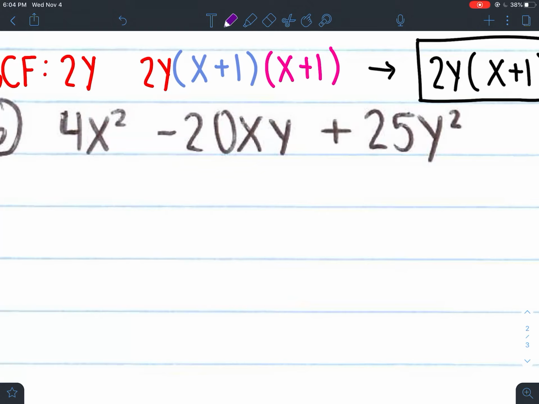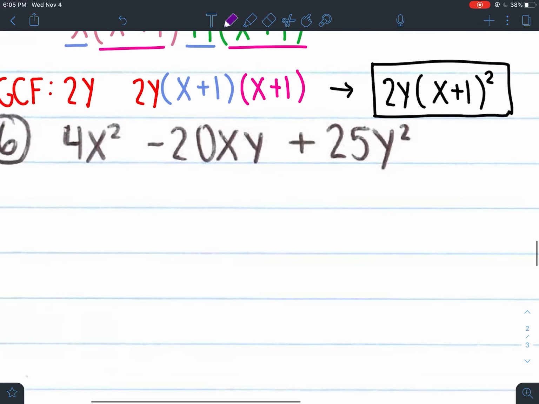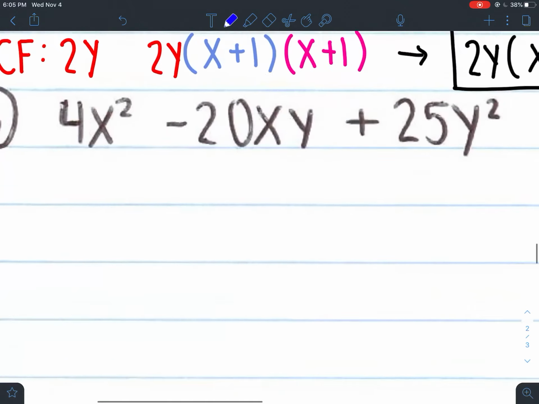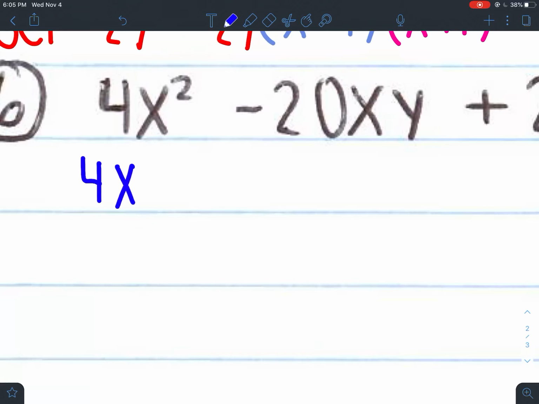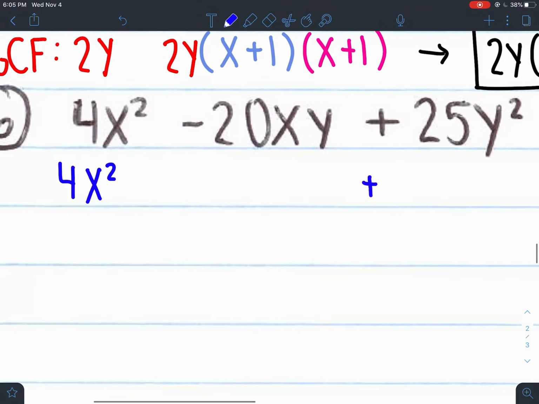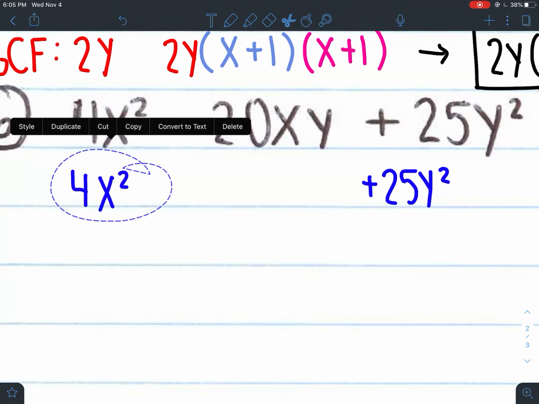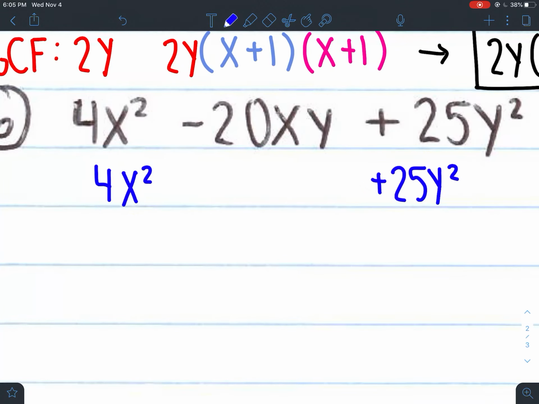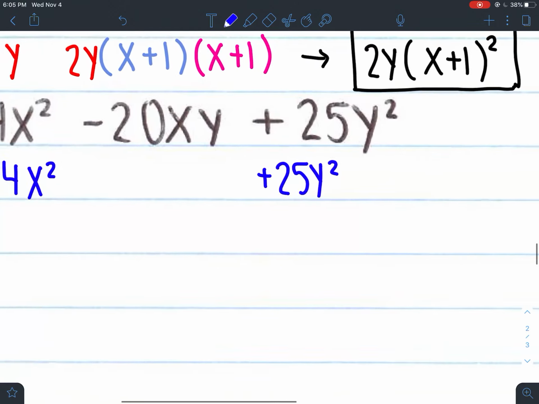Now, the next thing is, do I have a greatest common factor? Is there a number or a letter that I can factor out of every term? And the answer is no. I can't factor out a number or a letter out of this. So then I just proceed. There are 3 terms here. Can I make it into 4? Sure. So you're going to treat it just like normal, even though it's going to be a little uncomfortable. You know for a fact that your 4x squared is going to stay exactly the same, and your positive 25y squared is going to stay exactly the same as well. Remember, your first term and your last term stay the same. It's that middle term that's going to break up.